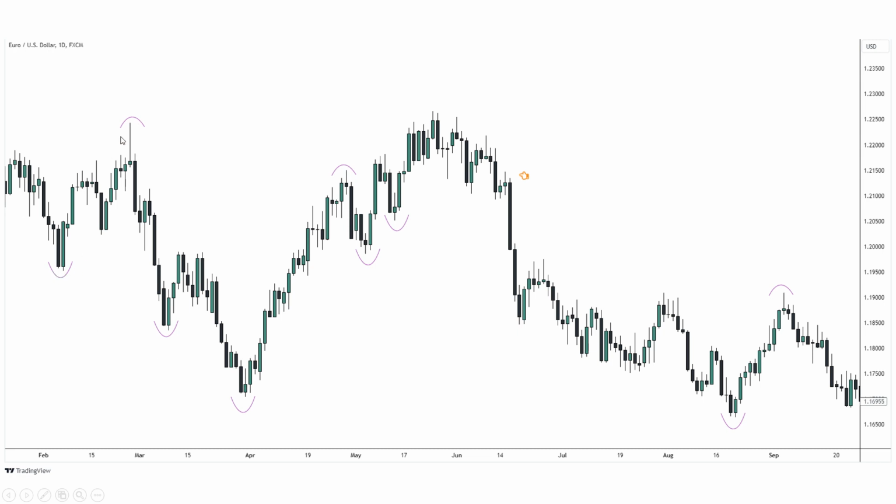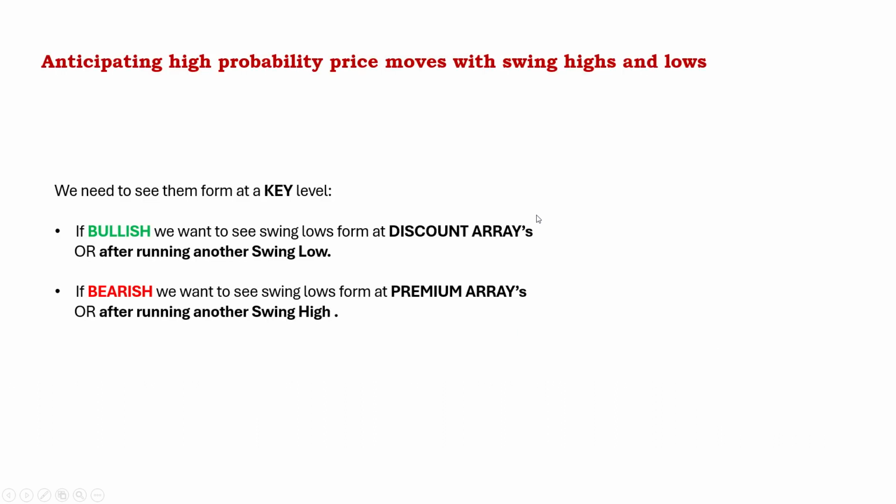So you guys already know what is swing high. You can see the three candle formation created swing high, here swing low. Okay, but we have to understand which swing low and which swing high we have to use. So, to intercept high probability price moves with swing high and swing low, we need to see them form at a key level. Okay, again, why am I saying key level?